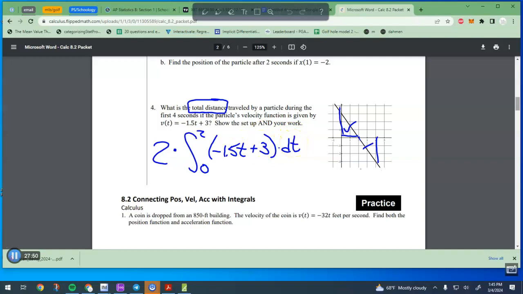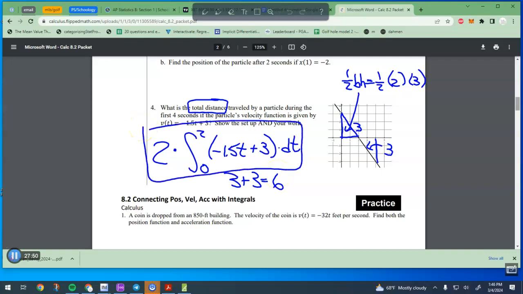Or, do I need calculus for this problem? Do you need calculus for this? This is like a regular, let's go generous and say honors physics question. It's just, what's the area of that triangle? 1/2 base times height, right? 1/2 times 2 times 3. The area of that triangle is 3. The area of that triangle is 3. So the total distance would be 3 plus 3 equals 6. Or you can do this, and that would tell you 6 also.